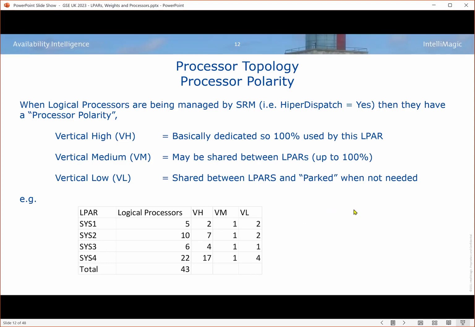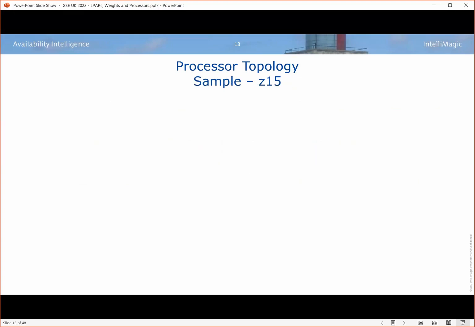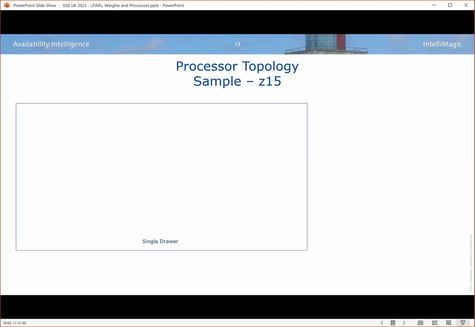So if we look at our sample LPAR sys1, 5 logical processors, what we have, and I'll show you how it's being defined, we have 2 vertical high processors, 1 vertical medium, and 2 vertical low. Okay, so that's interesting information about the processor polarity. But what does that mean as far as efficiency? That's why I'd like to look at the processor topology, and as an example, the Z15 architecture.